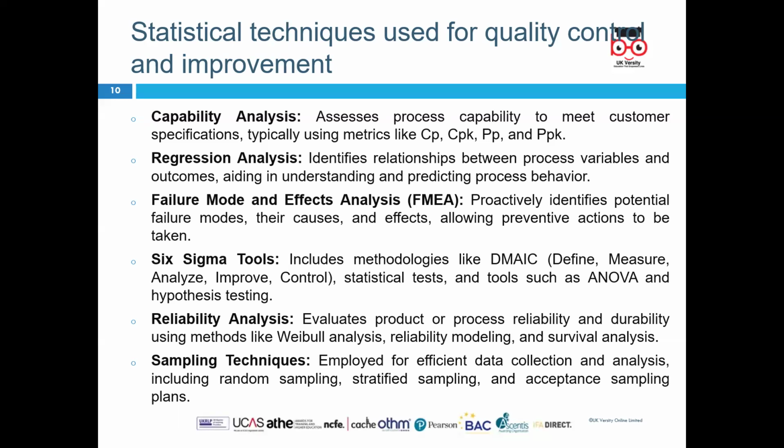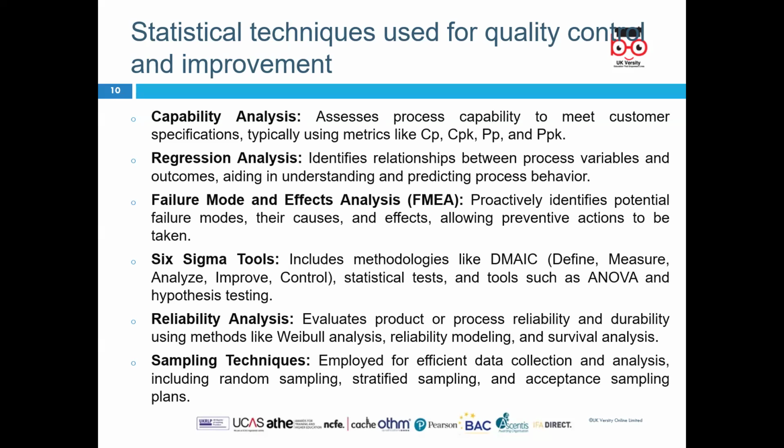Then you have Six Sigma tools. This includes methodologies such as DMAIC, which is define, measure, analyze, improve, control. Then you have statistical tests and tools such as ANOVA and hypothesis testing. Then you have reliability analysis. This technique evaluates product or process reliability and durability using methods like variable analysis, reliability modeling, and survival analysis.